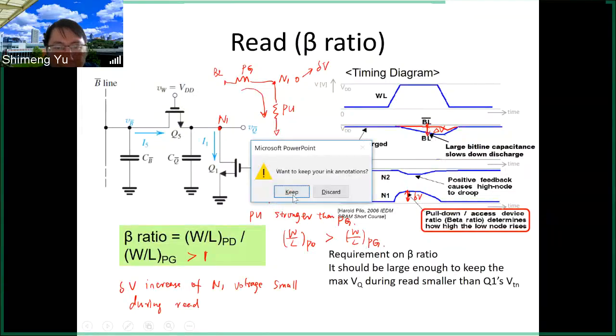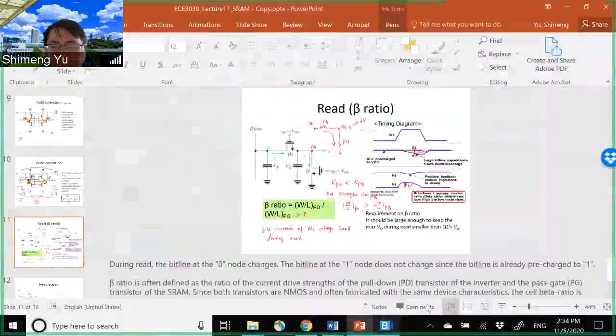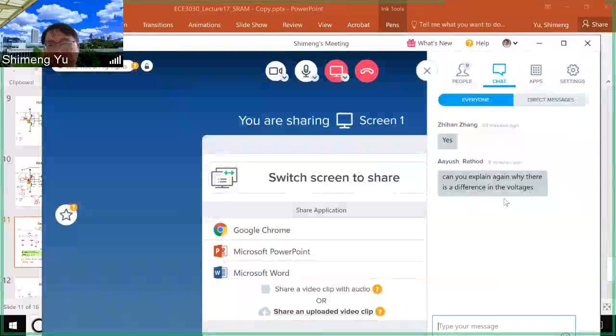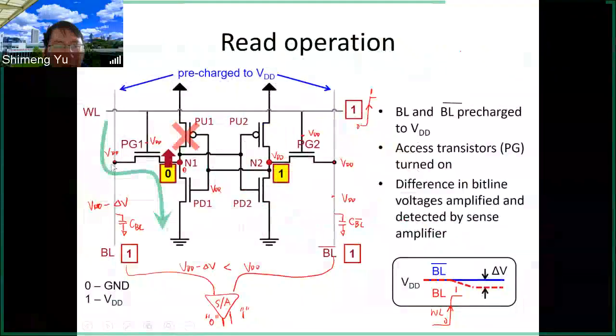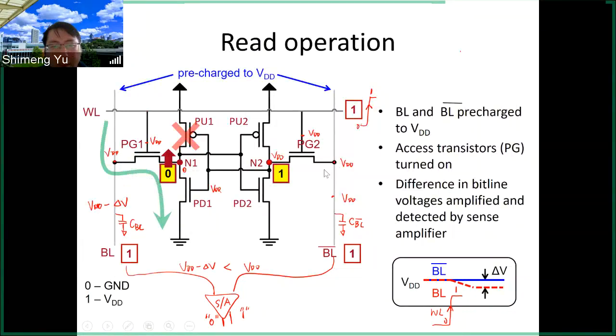So any questions? Can you explain why there is a difference in the voltages? So once again, you see here the BL, you have this current, right? So this current is going to discharge this capacitance that is attached to the bit line. So it's like this current is going to extract the charge from the bit line. Therefore, the voltage will decay, because the voltage is related to how much charge is on this capacitor. So the bit line voltage will decay with this current. But on the bit line bar side, there's no current, so no change. Therefore, you have the difference delta V between the BL and BL bar.